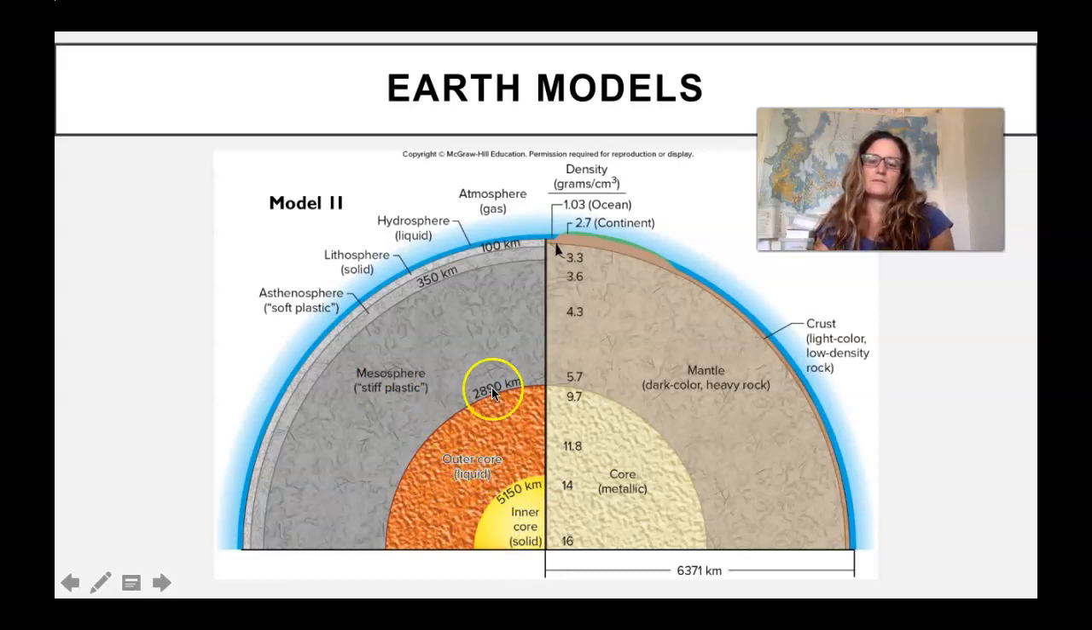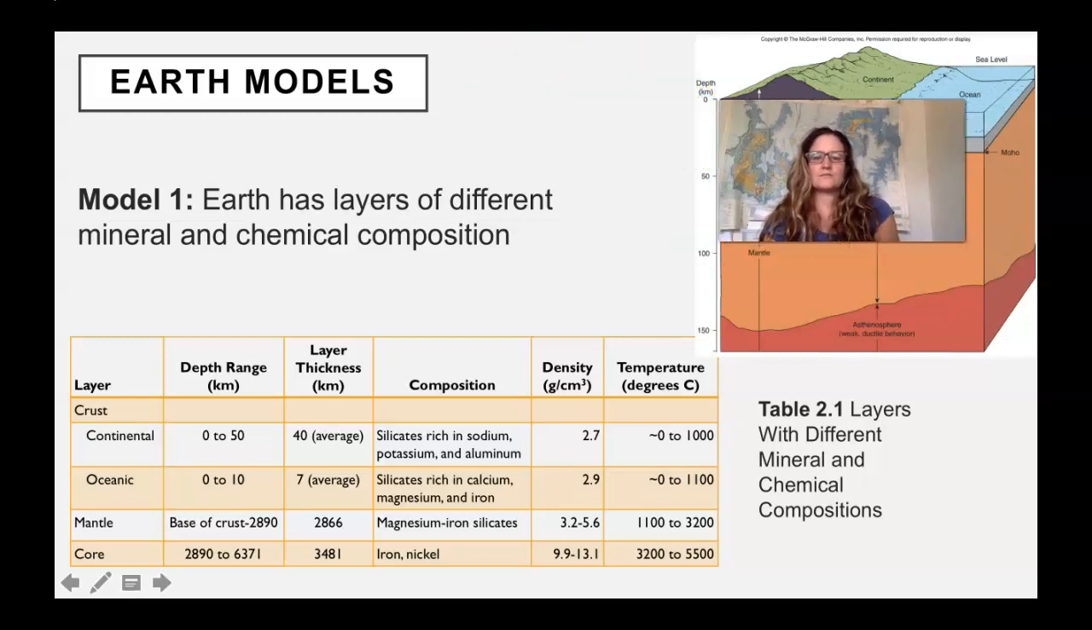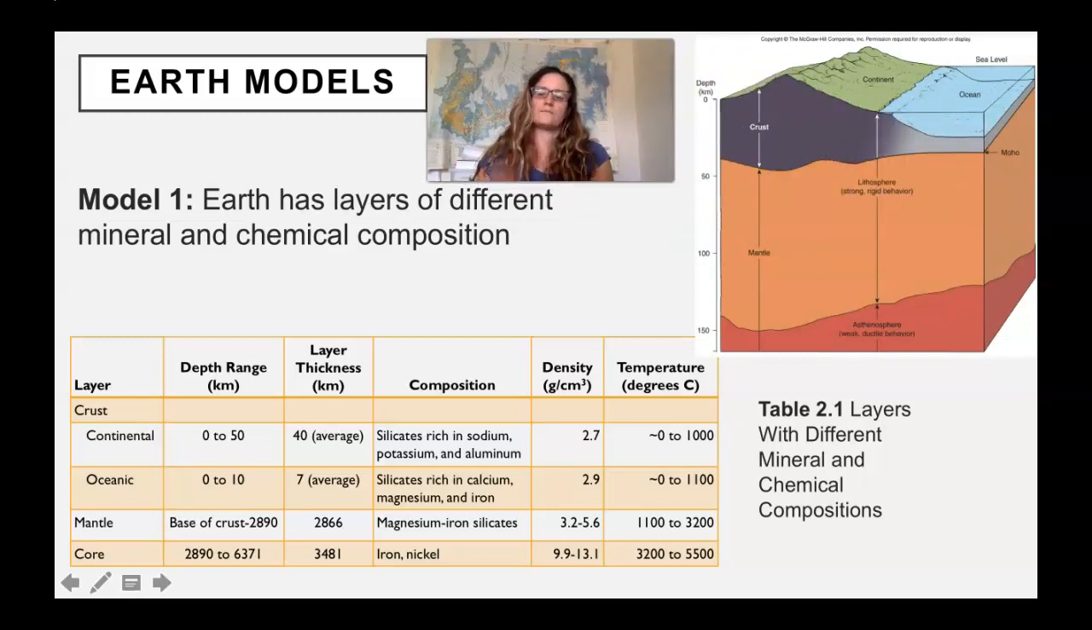So let's bump back up here to the lithosphere. The lithosphere takes in the crust and a little bit of the upper mantle. The asthenosphere is beneath the lithosphere, and it is a soft plastic. It can flow, but it's not liquid. And then the mesosphere is a stiffer plastic. All right, so this just summarizes some of those different layers here from model number 1 with the crust.